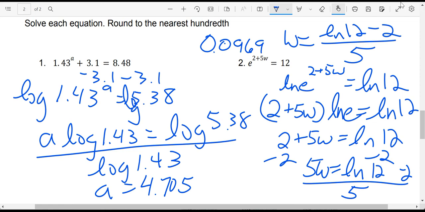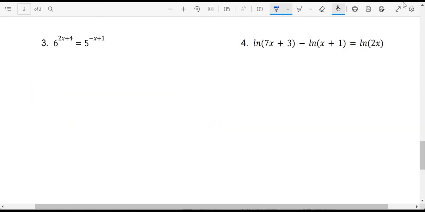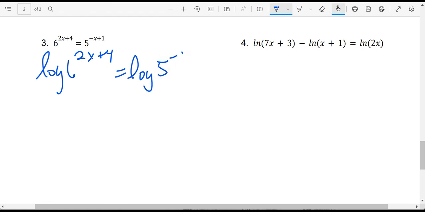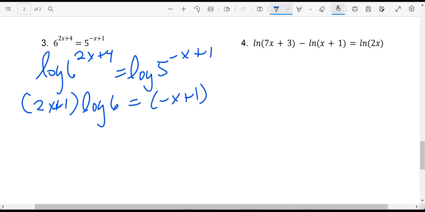And on to the next ones. And now another exponential one. So we log both sides. Log of 6 to the power of 2x plus 4 equals log of 5 to the power of negative x plus 1. Use your rules. So we're going to bring the 2x plus 4 down. And we're going to bring that negative x plus 1 down. This is a more complicated problem, unfortunately.